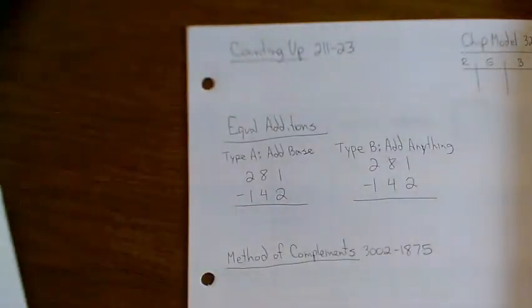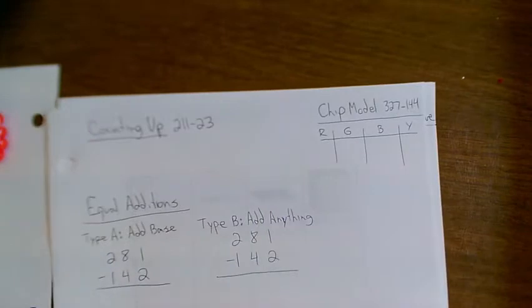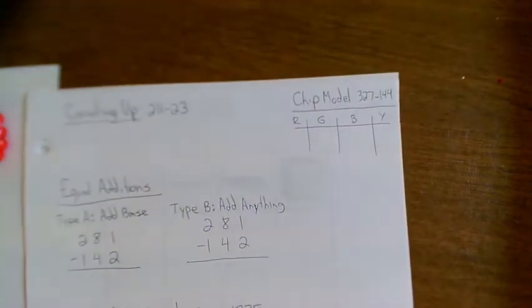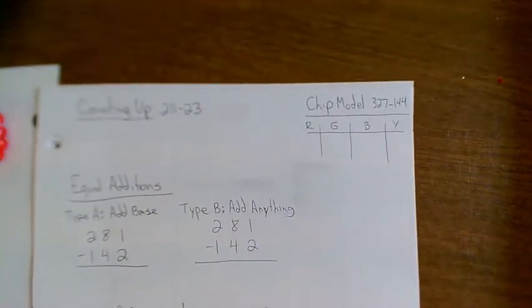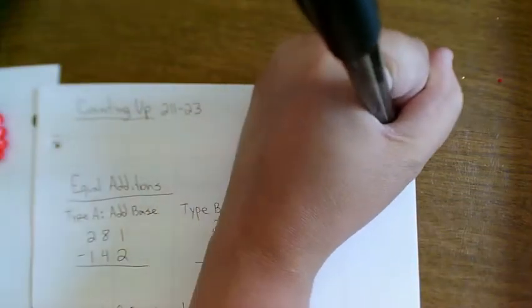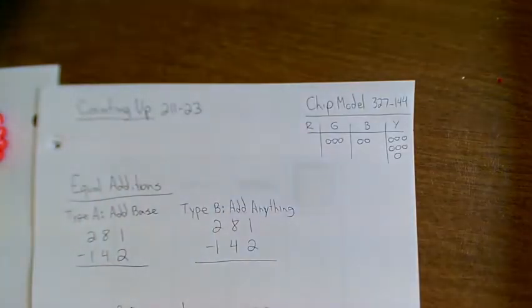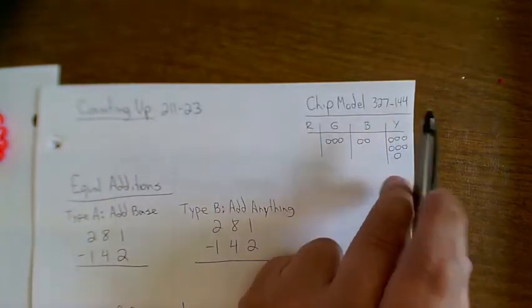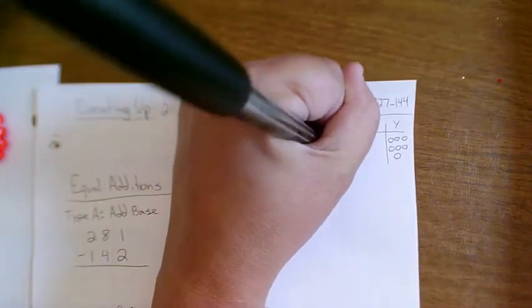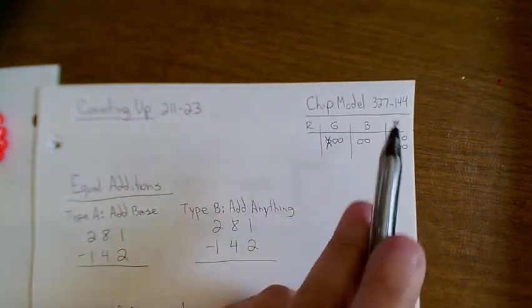Our other physical model, I forgot to write it initially, so it's over here. Modeling again with chips. So 327 minus 144. So we would have 3 green, 2 blue, 7 yellow. And we need to take away 1, 4, 4. So we would take away 1 green. We need to take away 4 blue, but we only have 2 blue.